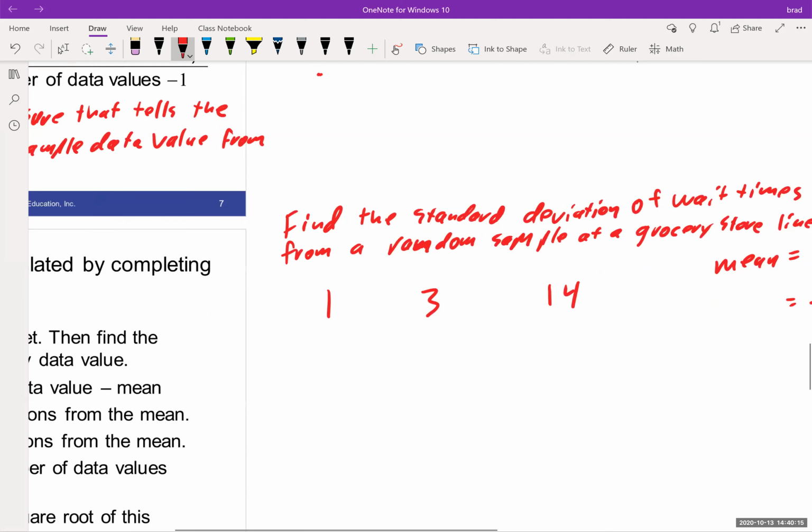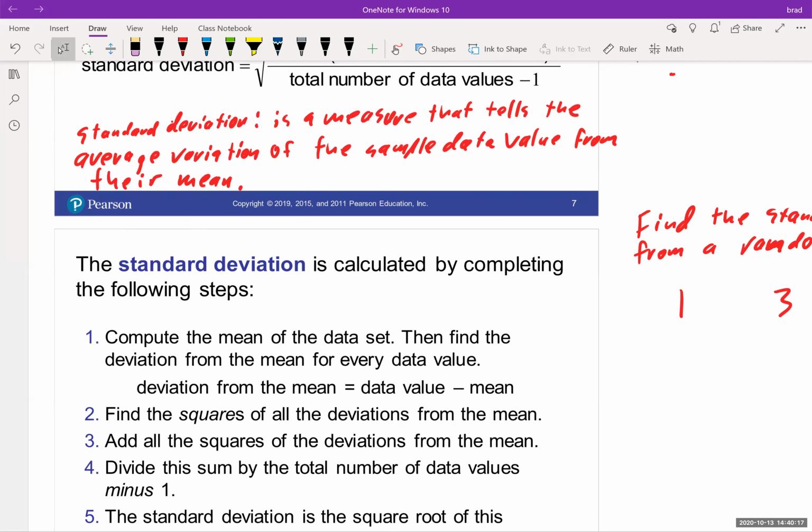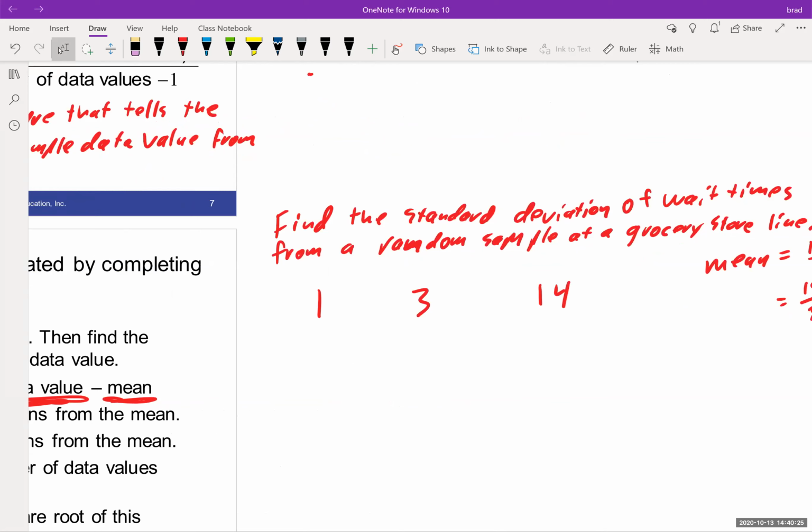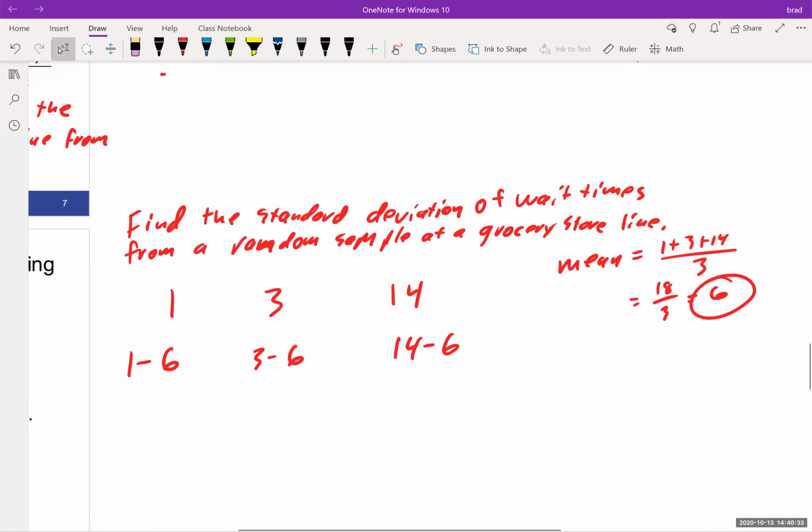So it says compute the mean of the data set, then find the deviation from the mean for every data value. Basically what you do is you take the data value and you subtract the mean. So I'm going to set it up like this, and I encourage you guys to do this as well. I'm going to do 1 minus the mean, 3 minus the mean, and 14 minus the mean. Remember, our mean was 6, so I'm just subtracting that. So let's see what we get. I get -5, I get -3, and I get 8, right?